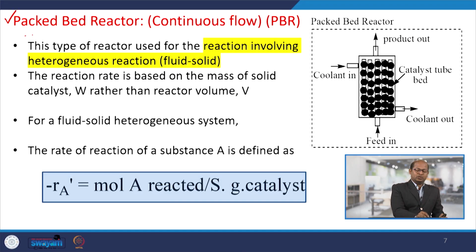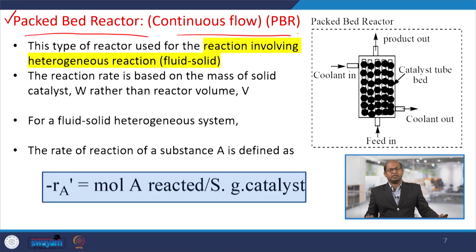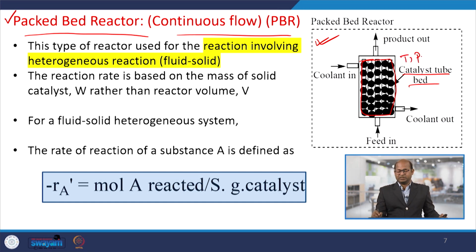Next is the packed bed reactor. This is also a continuous flow reactor. On the right hand side you can see a packed bed reactor. There is packing of catalyst inside the reactor, a catalyst tube or catalyst bed. We maintain a constant temperature or pressure inside the reactor by passing coolant in and coolant out, so isothermal temperature will be maintained inside the reactor.